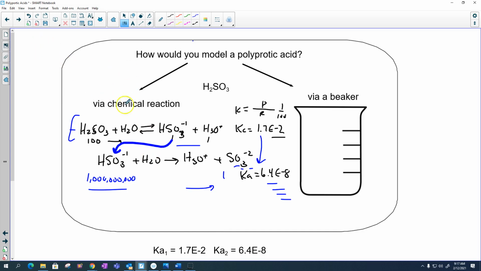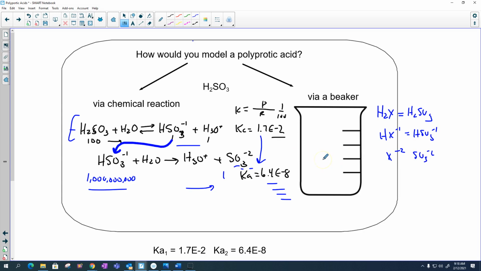So, a couple of things about this. How do we draw cells then? Well, for this guy, maybe you would just want to draw this. I'm going to draw HX, H2X, meaning H2SO3, HX negative 1 as being HSO3 minus 1, and then X negative 2 as being SO3 minus 2.